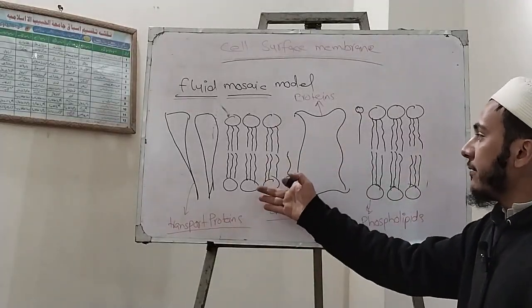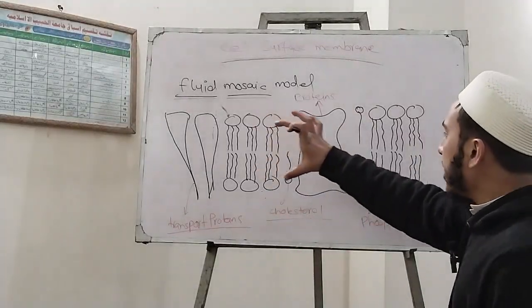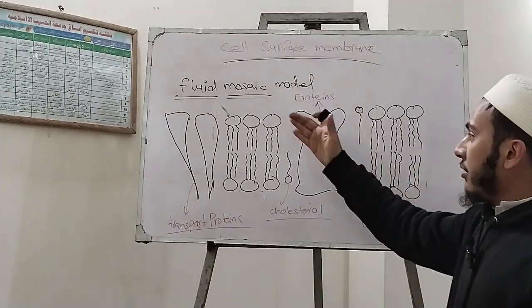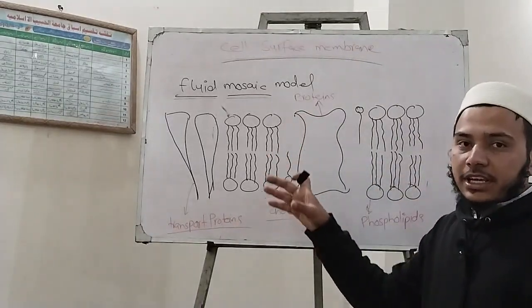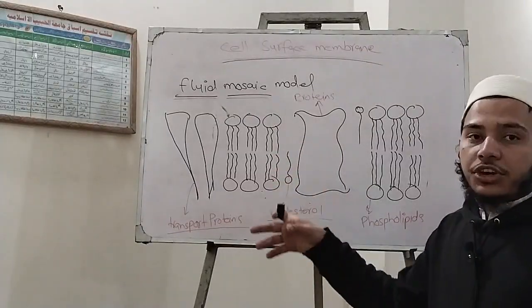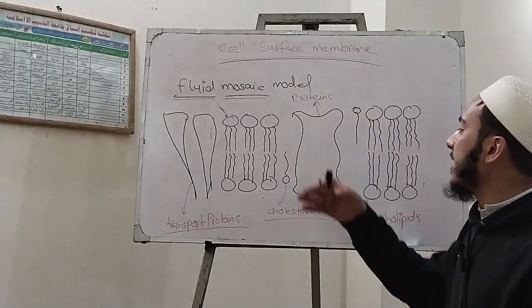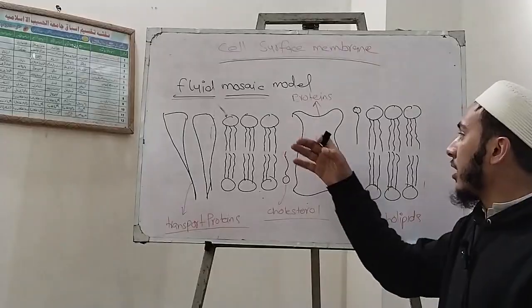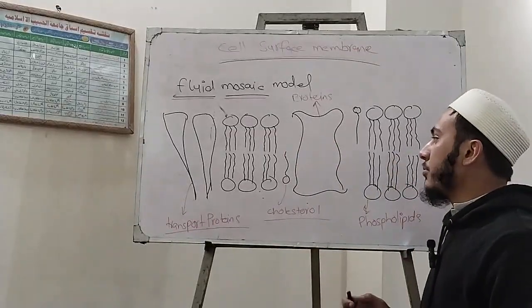First of all, let's see phospholipids. The membrane is a double layered membrane in which the phospholipid tails face inwards, pointing towards each other and forming a hydrophobic interior inside. And the phospholipid heads face outwards into the aqueous environment that surrounds the cell surface membrane.